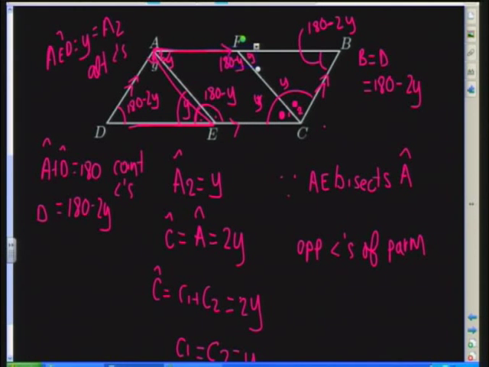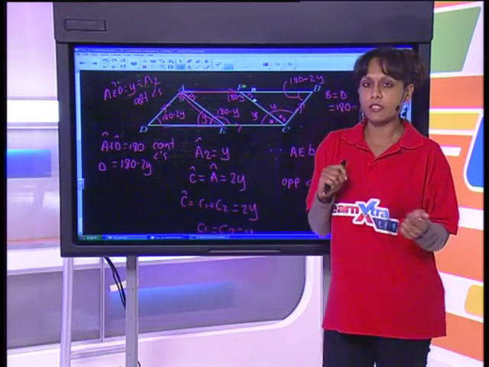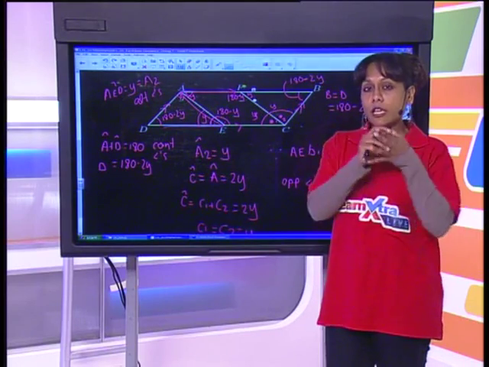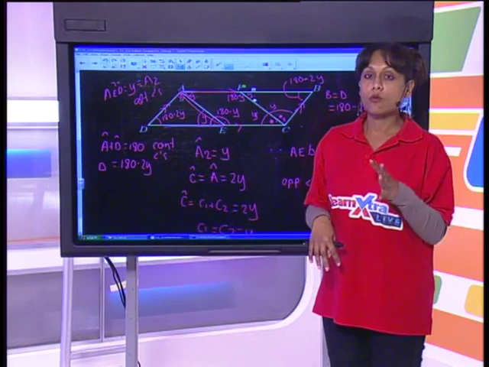Was it necessary to find all of these angles? Absolutely. And the reason for this is with geometry, a lot of the times you'll find that one question leads you on to the next one. So yes, we did have to find all of these angles because as you're going to see in the next question, we're going to use it.